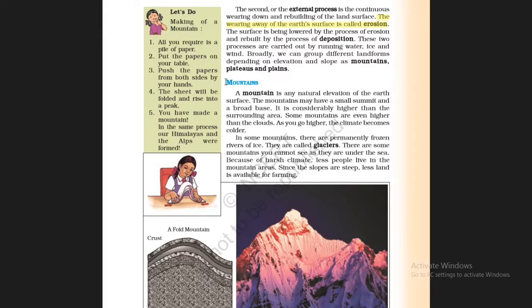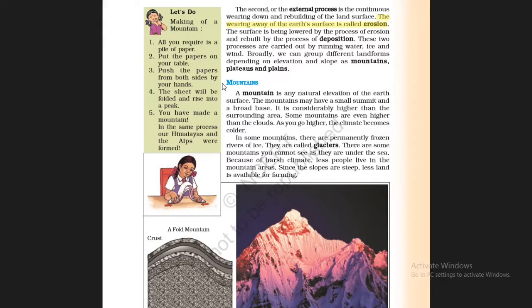Means when it is eroded, soil or mud runs away from that place, and rebuilding also happens by the process known as deposition. Deposition means piling up, the action of depositing. These two processes are carried out by running water, ice, and wind. So you see this erosion and deposition. These two processes are carried out by running water, ice, and wind.